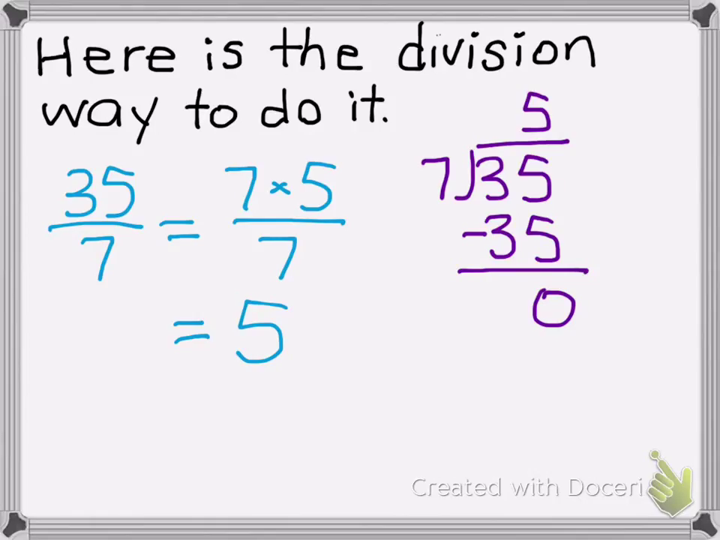Here is the long division way to do the same problem. One way is to write the problem as a fraction, 35 over 7. From there, we find the common factor of 7. We cancel out the 7, and we are left with 5. In long division, we write 35 under the bar, 7 to the left of it, and we write the factor 5 on top. Together, we get 7 times 5 equals 35, and we are left with a remainder of 0. Both of these get us the answer 5 with 0 as the remainder.